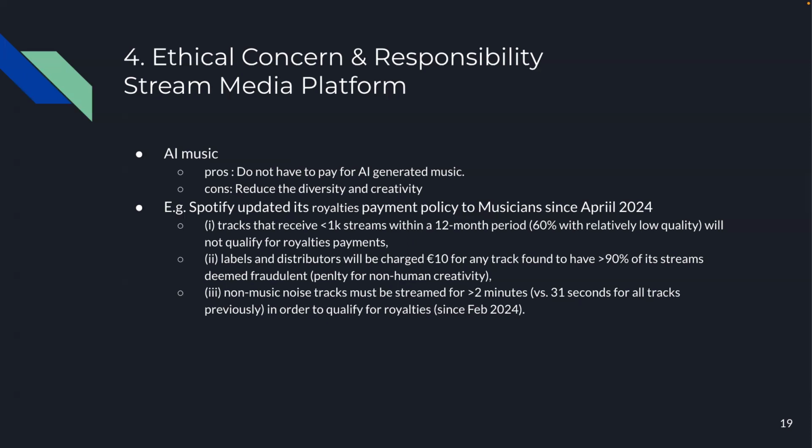Second, if Spotify finds that 90% of my music is generated with Suno AI or something like that, then Spotify will give me a penalty, like charging me 10 euros per month for that kind of activity. And the last one is that for noise music or AI generated music, people need to listen for much longer, for example more than 2 minutes, for me to get paid by Spotify. But for traditional musician-generated music, if you listen for more than 31 seconds, the musician will still get paid by Spotify.